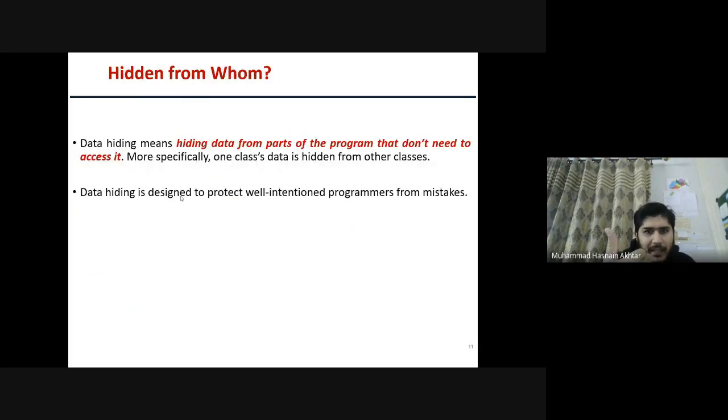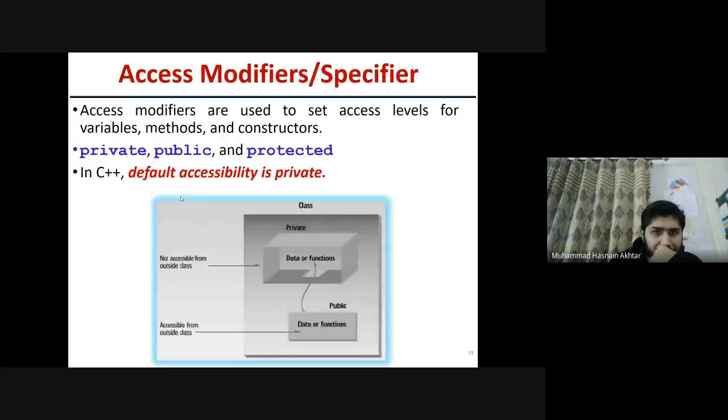As I've mentioned here, data hiding means hiding data from parts of the program that don't need to access it. More specifically, one class's data is hidden from other classes. For example, you've got a player class, and then you have a team class. The team class should not know a lot about the player class. It should not know what the data type of the player's name is, and different things like these.